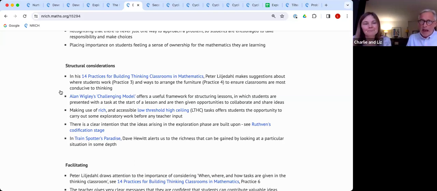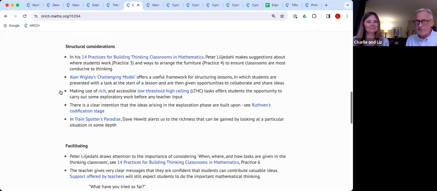Yes, that's key. The other key idea is that we use low threshold, high ceiling tasks, which is what we try to produce here at NRICH, so that they're accessible for everybody, but they have some follow-up questions. That's right, and we'll visit those when we do the next two problems. Do you want to say something about facilitating?